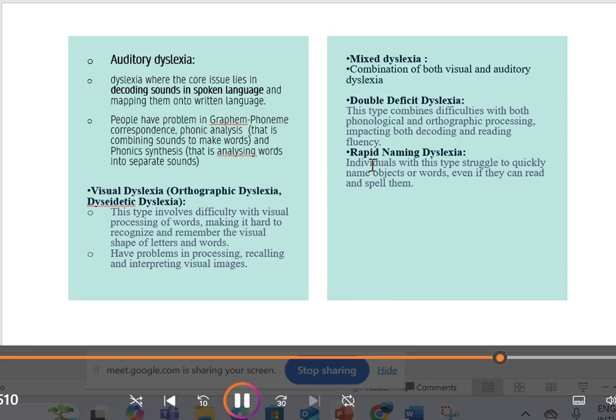This is auditory dyslexia. Visual dyslexia or orthographic dyslexia is a type where the visual processing of words is affected, making it hard to recognize and remember the visual shapes of letters and words. There is a problem in processing, recalling and interpreting visual images. I am not able to understand D is this and P is this. This visual image is not being processed, recalled and reproduced. If I am not able to do this, then it is known as visual dyslexia.